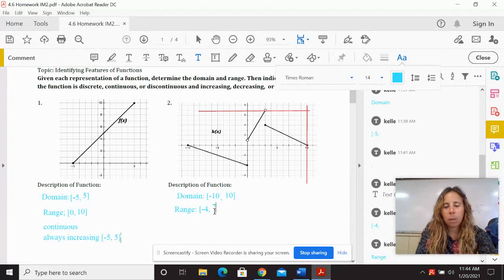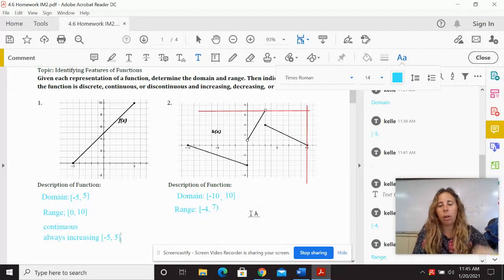I don't know if this helps. But if it's a hole, think of it as you don't actually want to fall on the hole, right? You're just approaching it. You get really, really close, but you never actually fall in the hole. Negative 4 to 7. That's your range. Let me make sure I'm right. Okay.